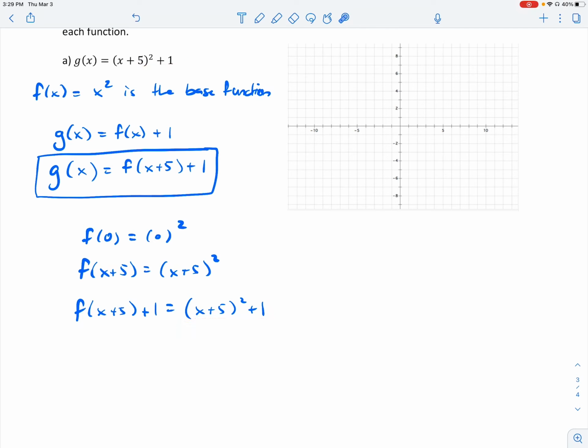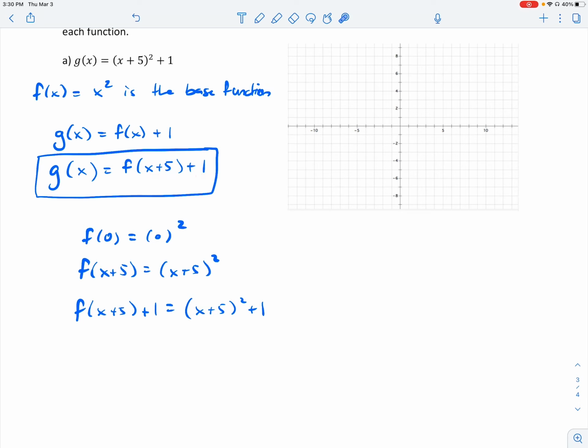So I can easily see that g of x is just equal to this. Because this is equal to (x + 5)² + 1. So that's what I wrote in here. So this is a way of describing the transformations using function notation. It's basically saying a new function g of x is equal to some function f with a horizontal translation of 5 and a vertical translation of 1.